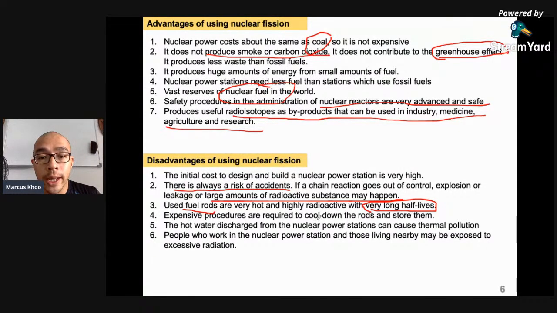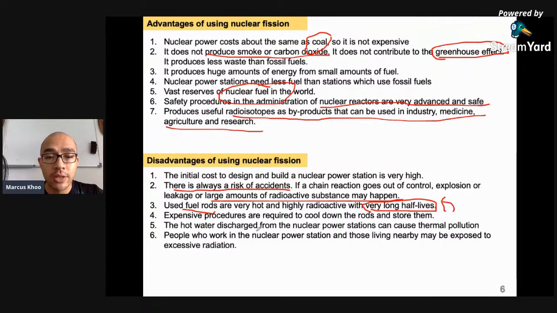Number four, the procedure to cool down the rods is very expensive. If you want to cool this down, it's very expensive. But nowadays, as in the presentation we saw just now, we find that a lot of nuclear reactors are built on islands, or are built near sources of water. You don't build a nuclear reactor in the middle of the forest, because it is not cost effective. So we use the sea, or we use pools of water to cool down in order to cut costs. If you build a nuclear reactor in the middle of the forest, then you've got another cost coming in. You have to figure out how to pump in water so that you can cool down the reactor. So that's why you find that a lot of nuclear reactors are built next to the sea, or next to very big bodies of water, so that they can use the water to cool down the reactor.